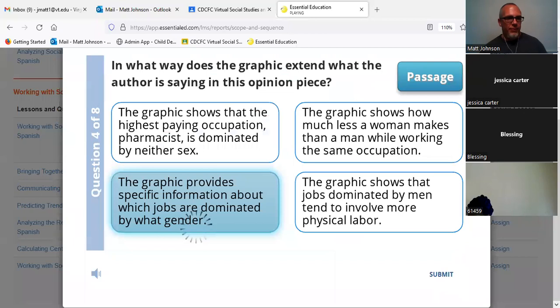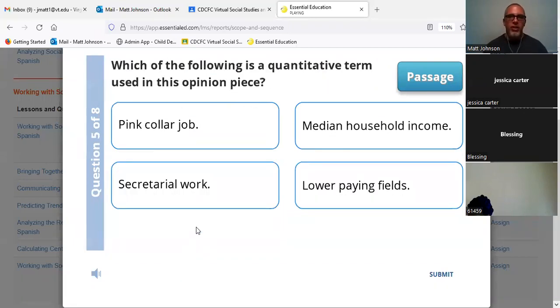Which of the following is a quantitative term used in this opinion piece? That would be median household income. Pink collar jobs, I've never heard that before, and I don't care for that. Secretarial work is qualitative, it tells you the quality of that work. Lower paying fields, also no numerical value there. Median household income is going to be a calculated numerical value. So it's median household income.